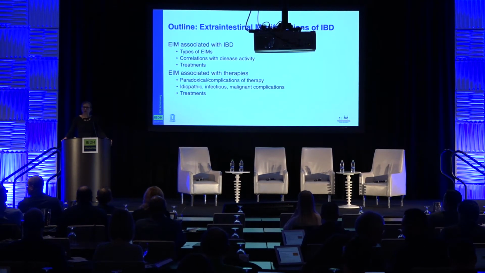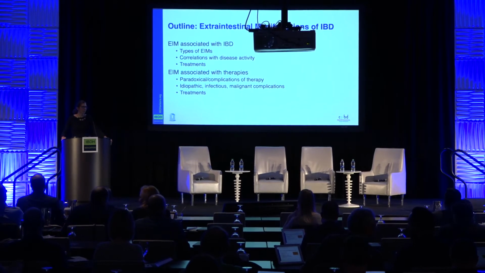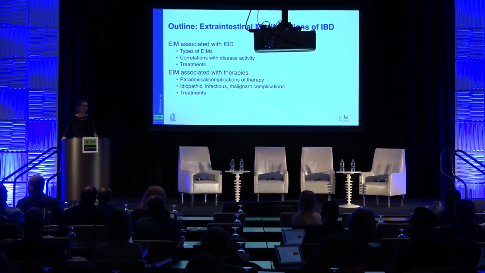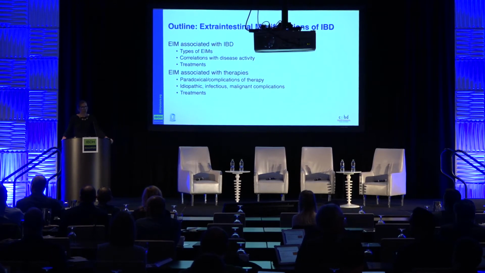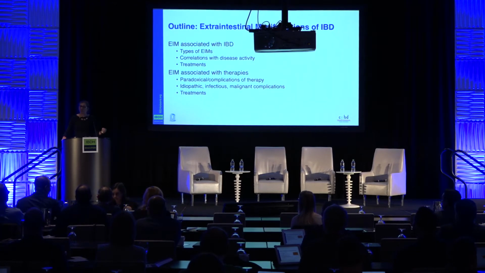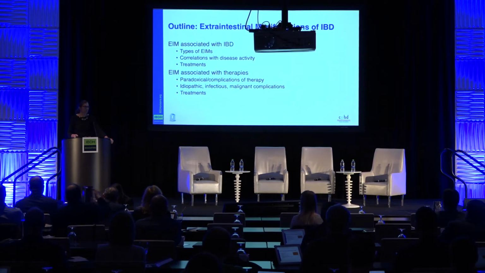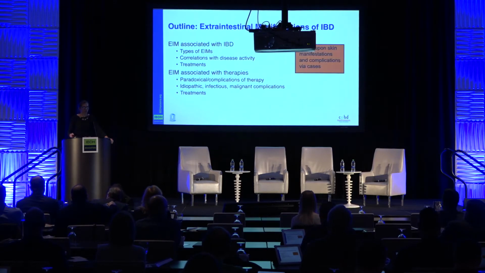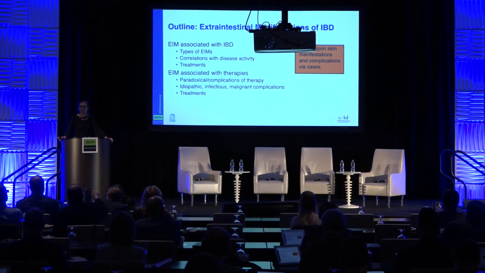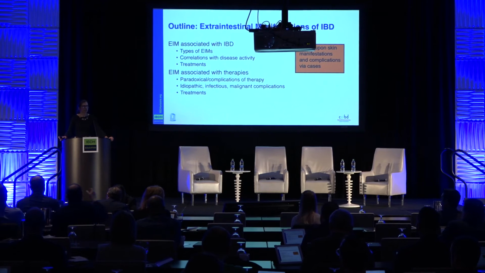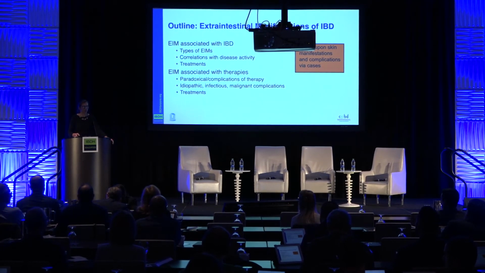Over the next 10 minutes, we'll first talk about extraintestinal manifestations associated with IBD, the types, whether they correlate with disease activity, and some of the treatments. We'll also talk about IBD extraintestinal manifestations associated with therapy. Many of us are seeing more and more adverse effects that are cutaneous or extraintestinal when we're treating our patients with biologic and other agents. So we'll talk about these paradoxical complications of therapy, whether they be idiopathic, infectious, or malignant, and then also discuss treatment. And I'll really focus on the skin manifestations and complications. I felt we had to dive into one area a little bit deeper.